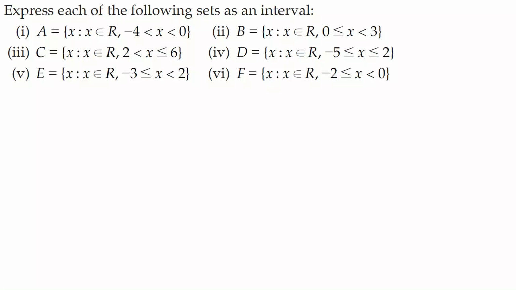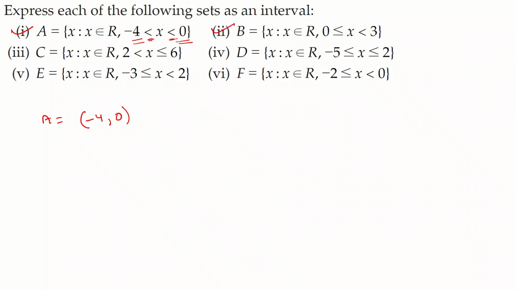Now express each of the following sets as an interval. So let's write down these sets as intervals. So the set A is equal to -4 comma 0, and it is open at both the ends because it neither includes -4 nor does it include 0. Had it been the case that it includes -4 and 0, we would have been having equalities over here, but we don't have equalities, so this is an open interval.